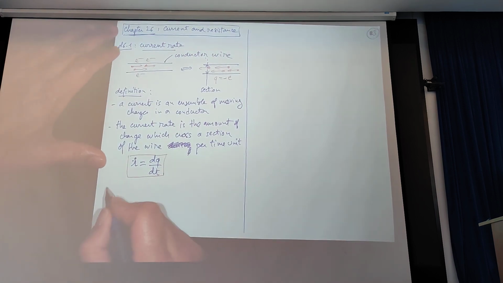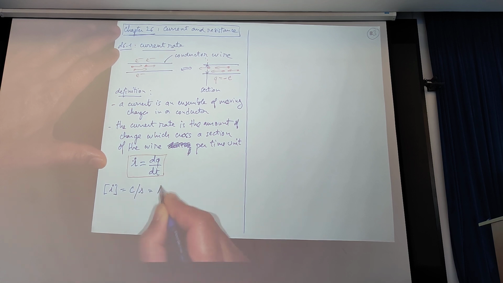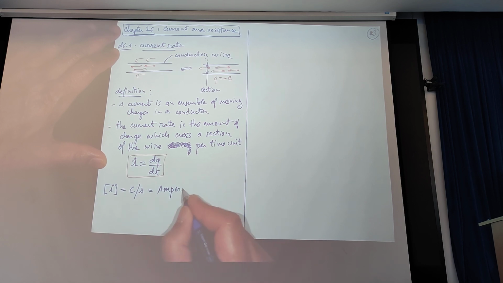Just some unit. The unit of a current rate is coulomb per second, and this is the ampere. It is not A.